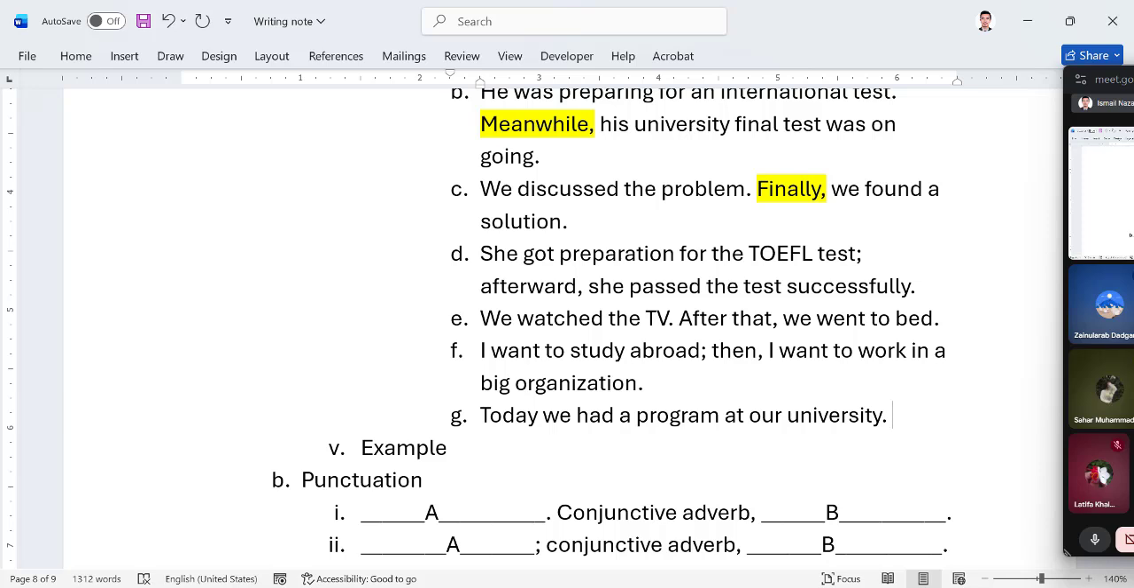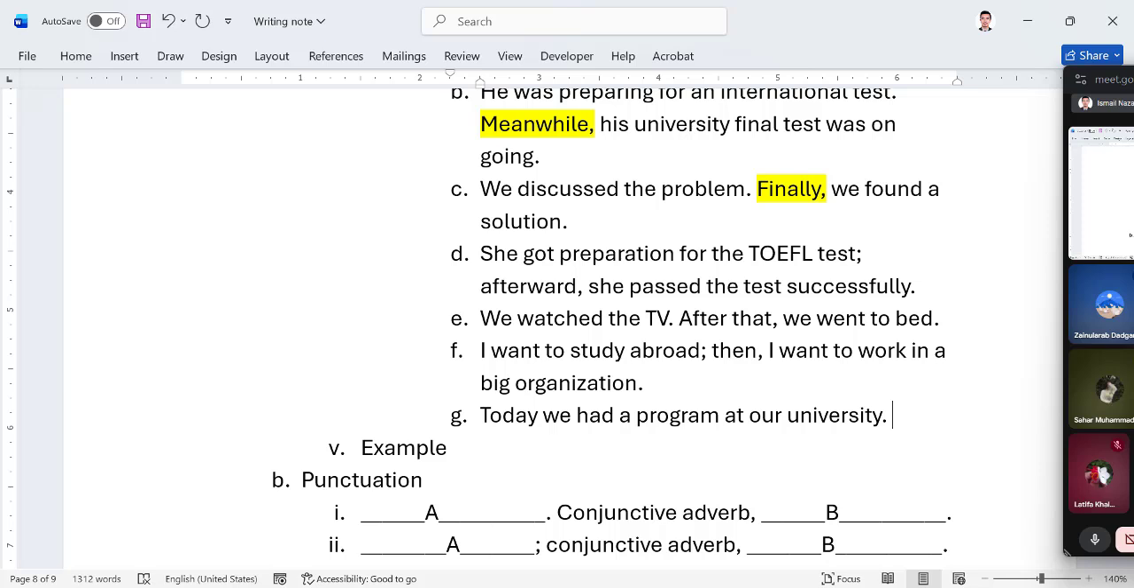So here it doesn't show sequence of actions. We can use the next, sir. We can say the next one. So here we are referring to the person. We don't refer to the action or the state of being.